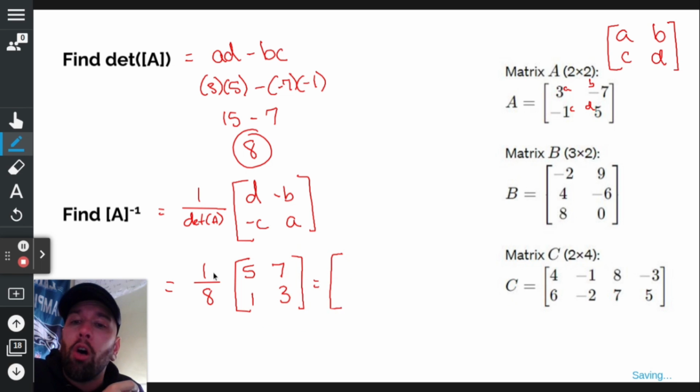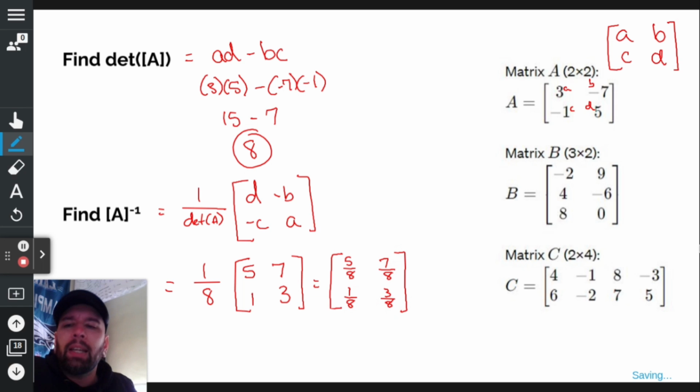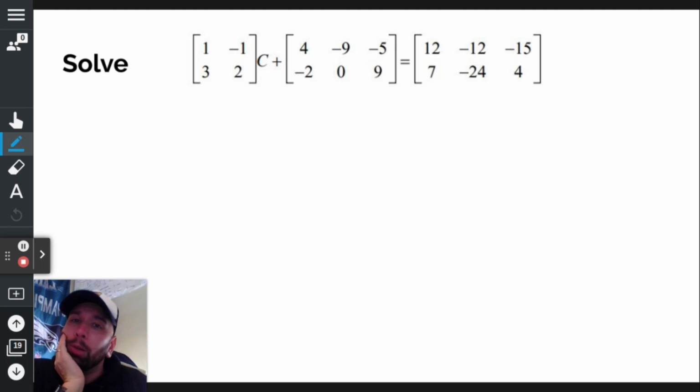So this is what's called scalar multiplication for matrices. You literally just distribute that 1 over 8 to every element inside the matrix: 5 over 8, 7 over 8, 1 over 8, 3 over 8. That is the inverse. Okay? And again, you can't divide matrices, so the inverse is going to help us for when we see problems that look like this.